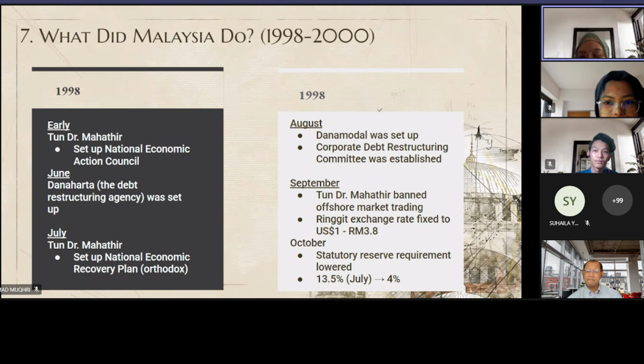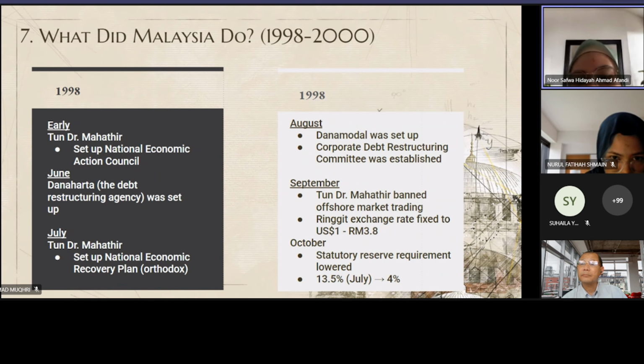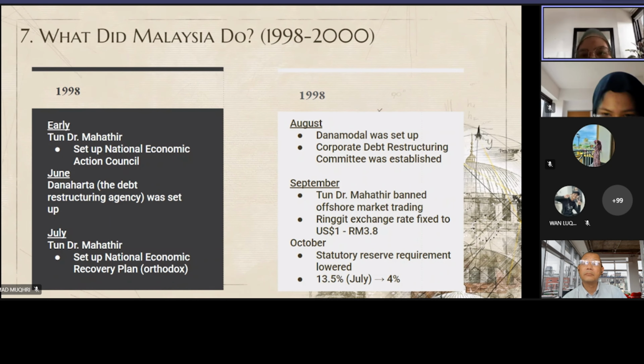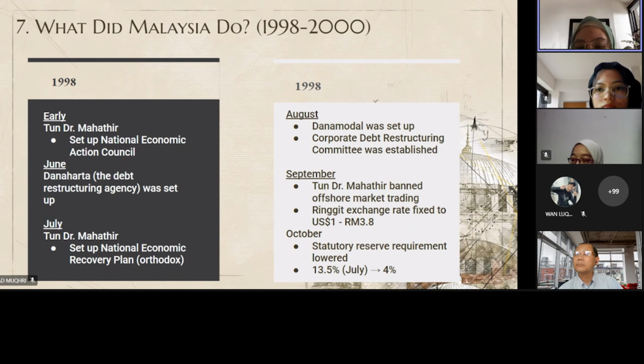Okay, so what did Malaysia do during the years of the crisis? Actually, this part is quite long, but I'll try to point out only the important parts. So in 1998, the government established a number of agencies to help restructure both financial and non-financial institutions. As you can see in the slide, the National Economic Action Council was set up by Tun Dr. Mahathir, and also Danaharta and Danamodal were set up in the same year.